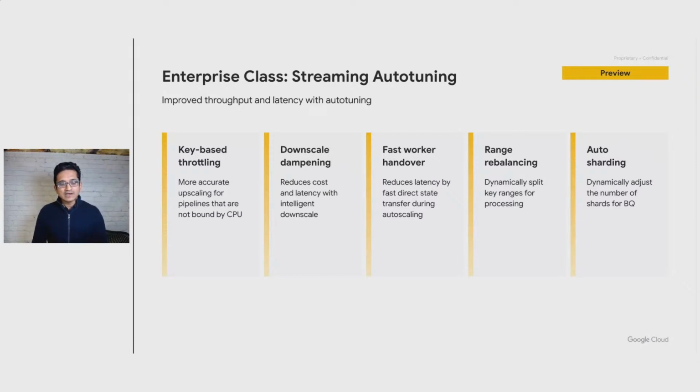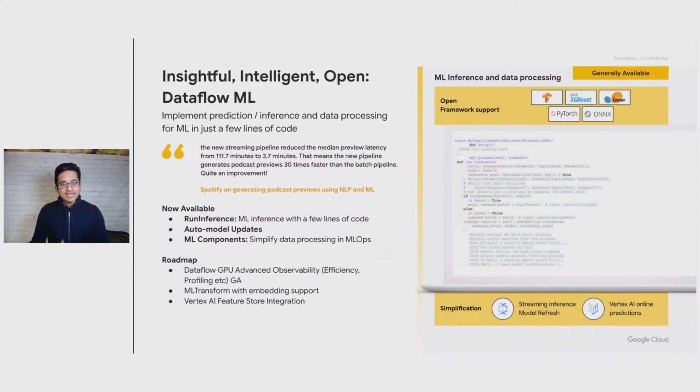Fast worker handover enables us to quickly transition state from one worker to the other, thereby enabling us to quickly auto-scale and reduce tail latencies or fluctuations that come with auto-scaling. Range rebalancing and auto-sharding are other techniques that similarly improve the performance without you as a user having to manually go tweak the pipelines.